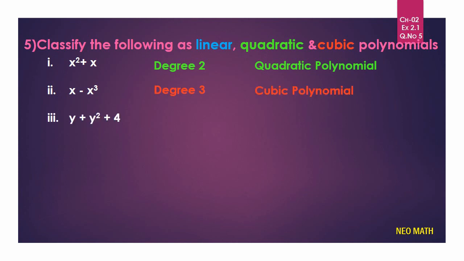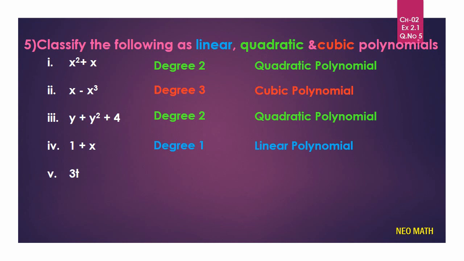Third part, y plus y square plus 4. The highest power of variable y is 2. So the degree is 2. If the degree is 2, then it is a quadratic polynomial. Fourth part, 1 plus x. The highest power of variable x is 1, so the degree is 1. If the degree is 1, then it is a linear polynomial. Fifth part, 3t. The highest power of the variable t is 1, so the degree is 1. So it is a linear polynomial.